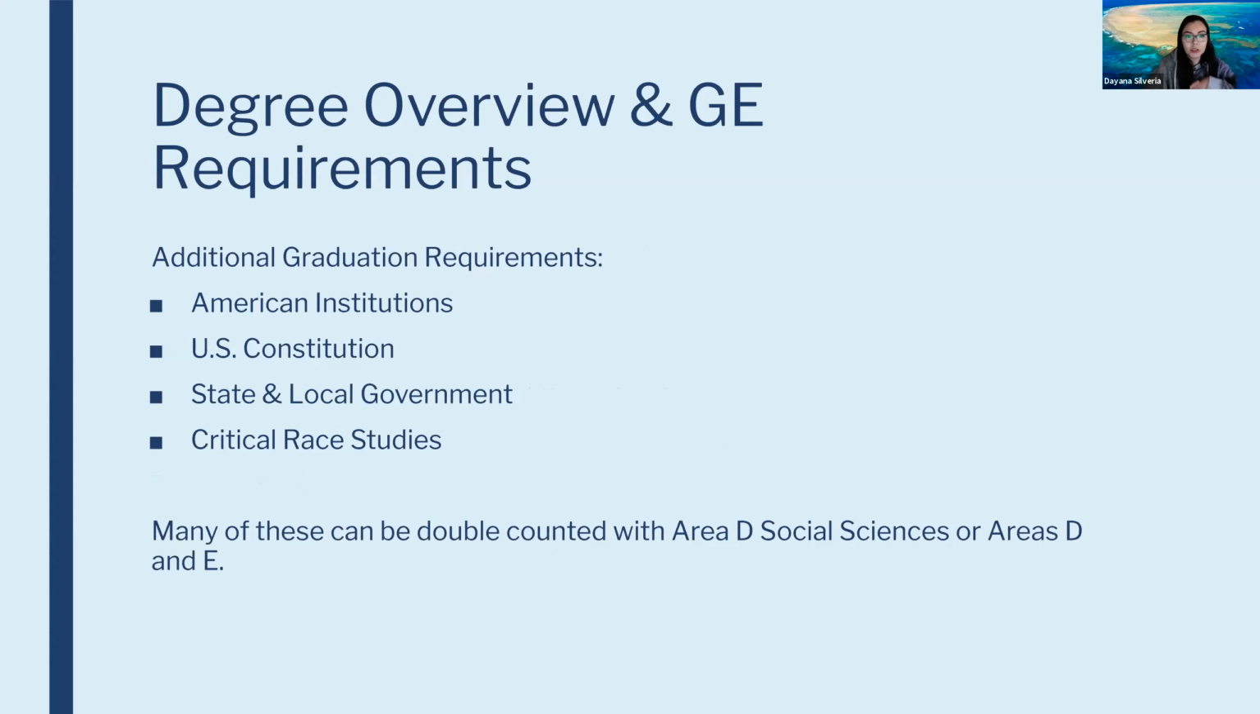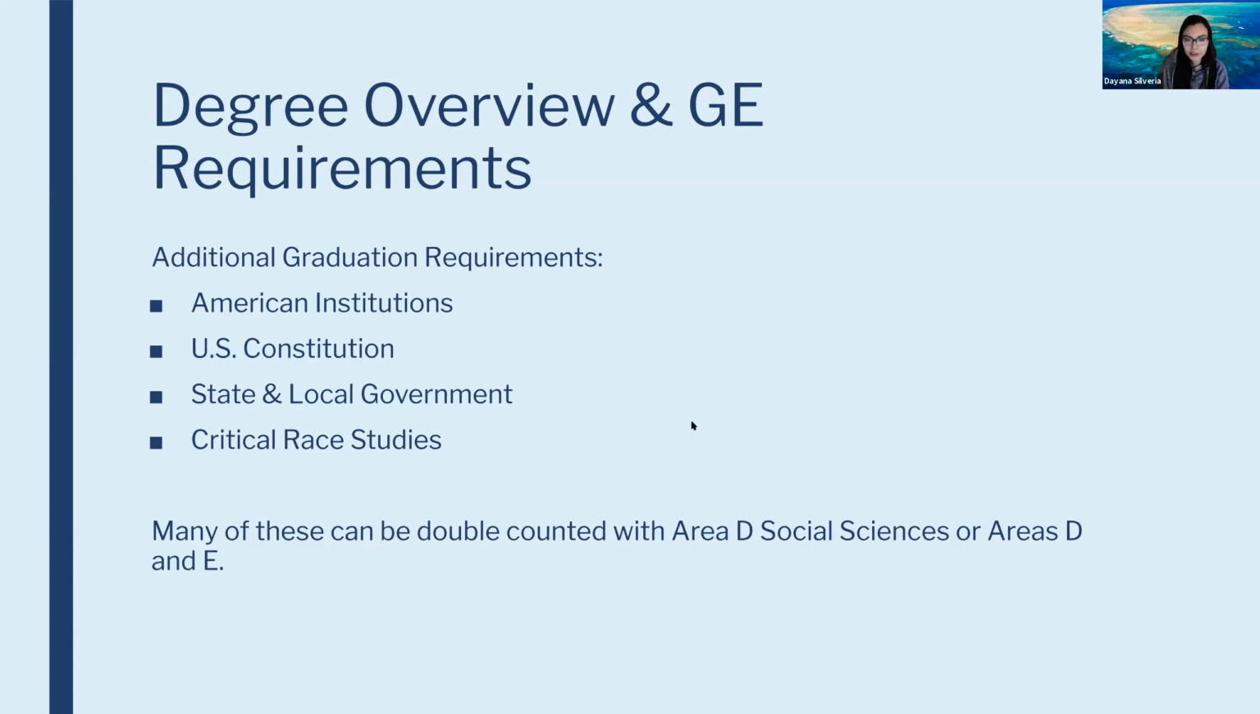And then additional graduation requirements. In order to graduate from Sonoma State, you are required to take American institutions, U.S. Constitution, state and local government, and critical race studies courses. So we're talking about a U.S. history class and a political science class that you're required to take before you leave Sonoma State University. And the critical race studies requirement is going to be like an ethnic studies class. In the school catalog, it should all be listed under the description of the course. It will let you know, oh, this class actually fulfills your requirement in social sciences and your critical race studies or ethnic studies area.